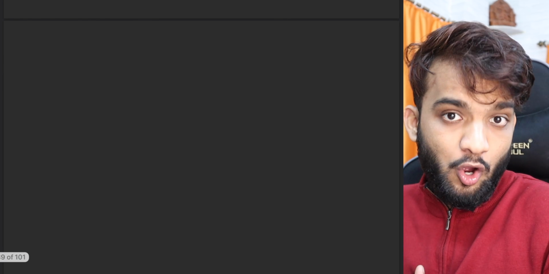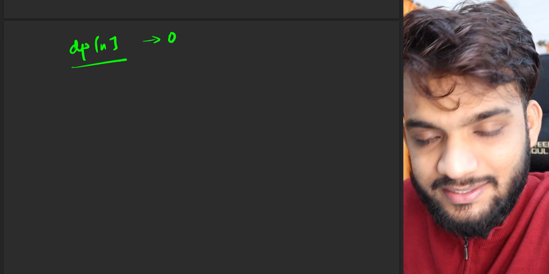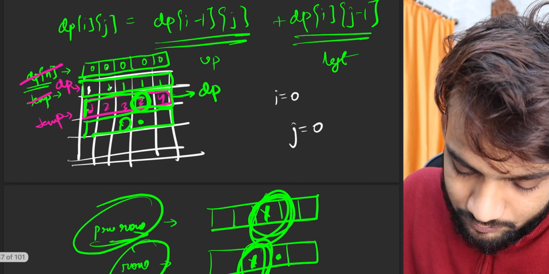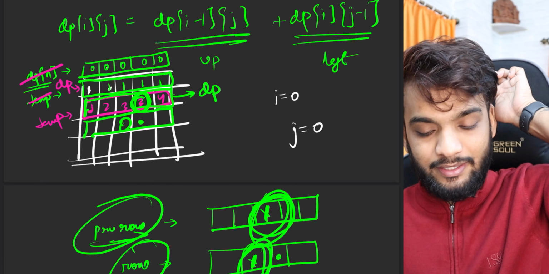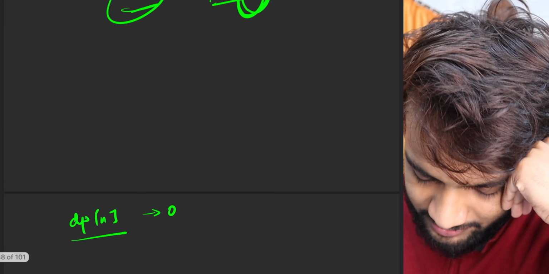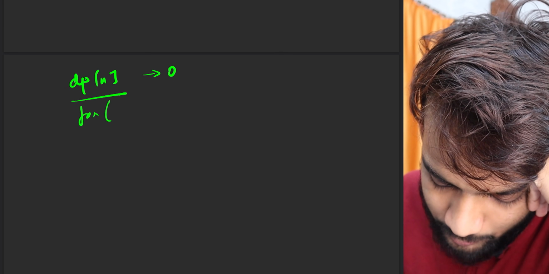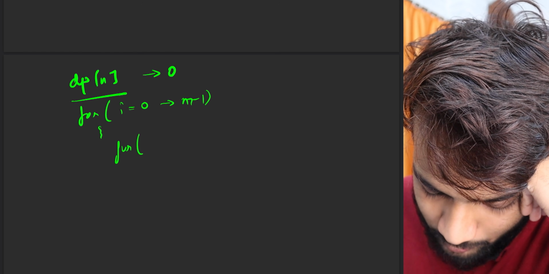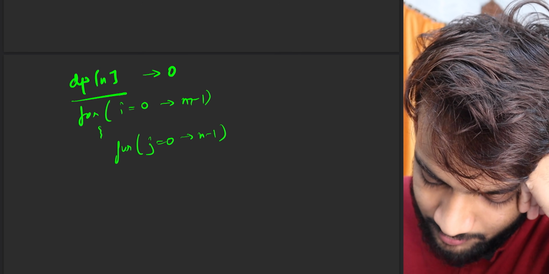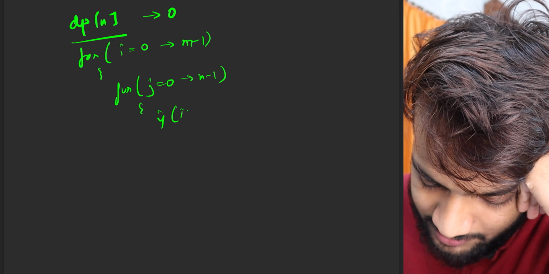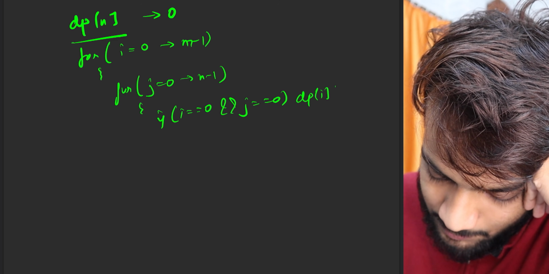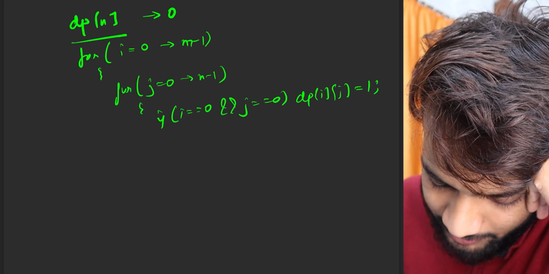The best way to space optimize is this. Initially, you declare a DP of n, initialize it with 0. Because initially, what did you require? You required this portion. So DP of n is declared. Next, you are trying to compute this. So let's quickly write the same code, which is j equal to 0 to n minus 1. And I know for sure if i is equal to 0 and j is equal to 0, we're going to say dp of i j equal to 1, and we're going to continue.